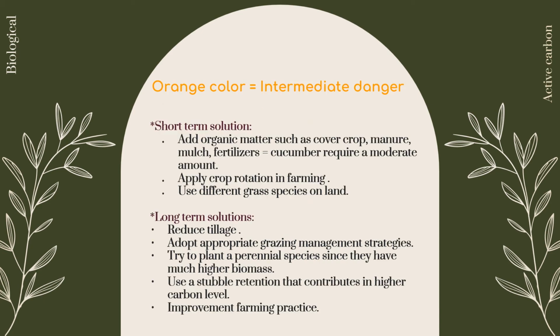The last biological indicator we have is active carbon. It's orange color, in intermediate danger. We need a little bit also of improvement. The short-term solution, we add organic matter like cover crop, manure, and mulch fertilizers, because the cucumber requires a moderate amount. Also, we apply crop rotation farming and we use different grasses species on land. The long-term solution, we reduce tillage, we adopt appropriate grazing management strategies. Also, we try to plant perennial species.